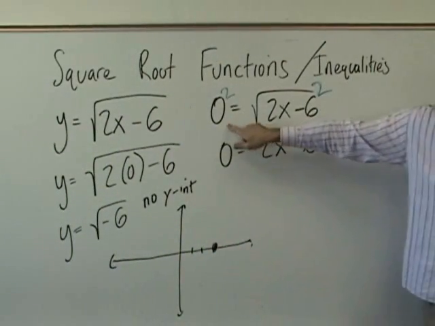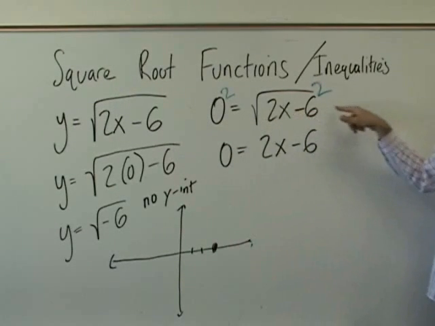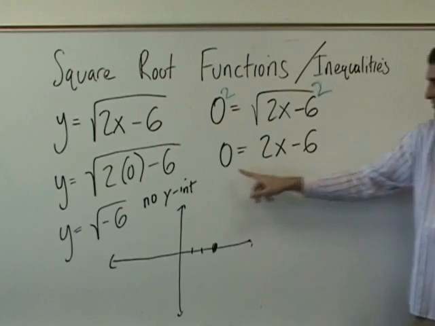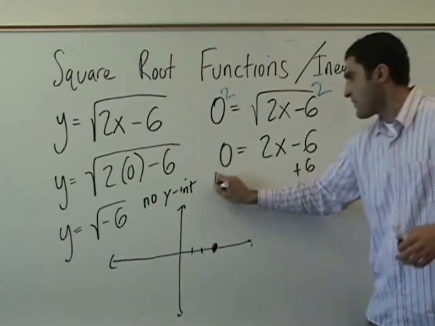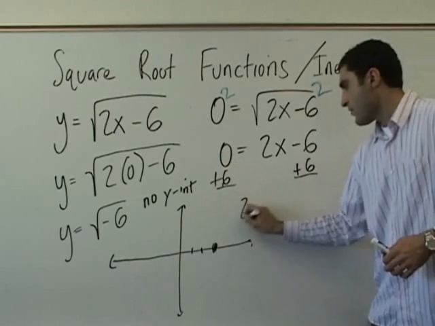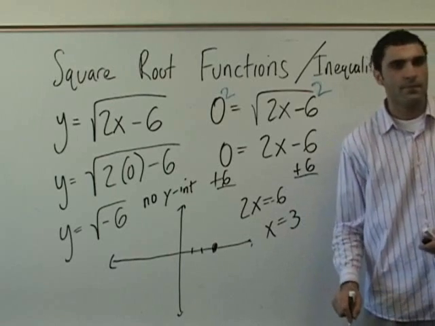Do you understand why we set y to 0? Yeah, to get the x-intercept. Y is 0. Now we're going to solve. So we square both sides: 0 equals 2x plus 6, minus 6. Plus 6 on both sides. So 2x equals 6. X equals 3. Okay?